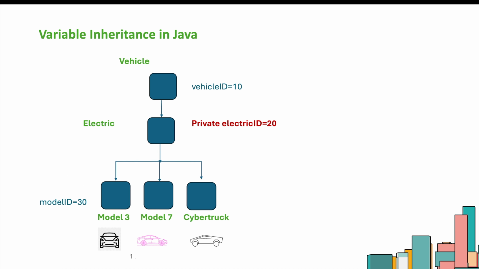If you look at this example, vehicle ID is 10. Okay, we can access it from model 3. But if you look at electric, the variable is private, electric ID is equal to 20, which is private. So model 3 cannot access electric ID.